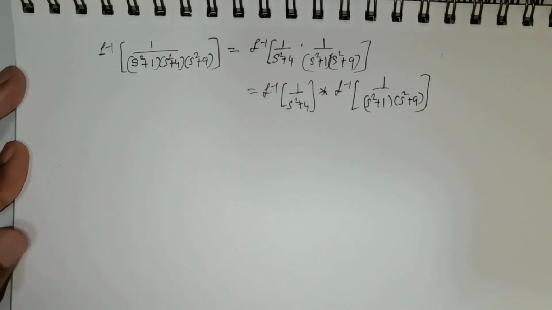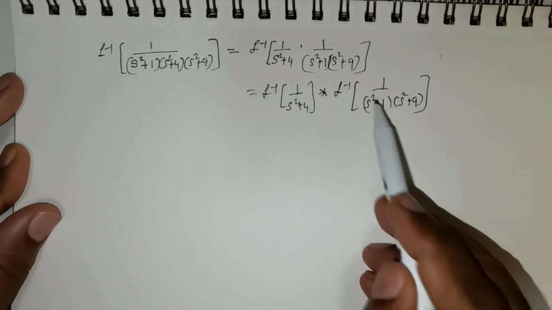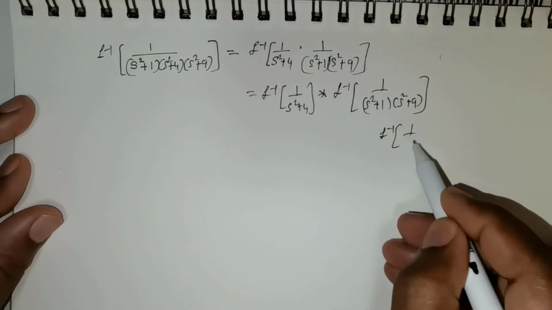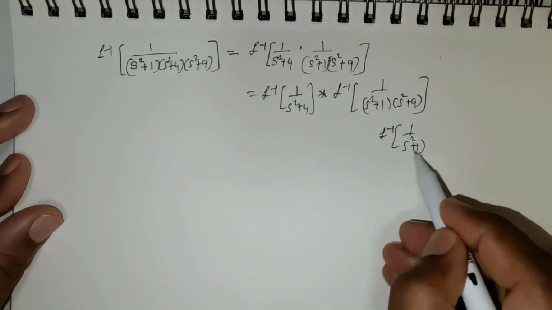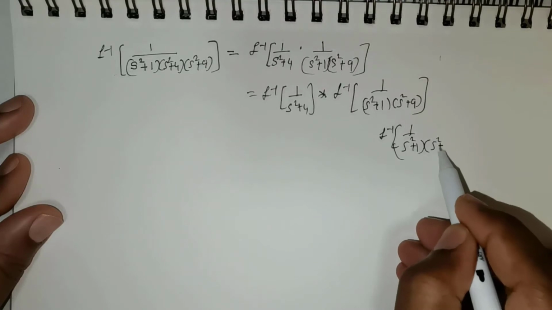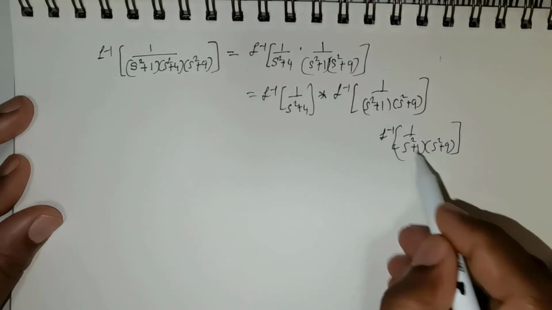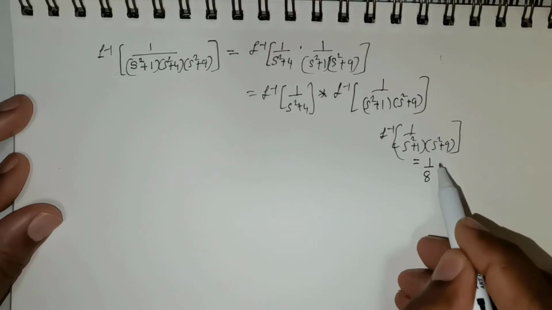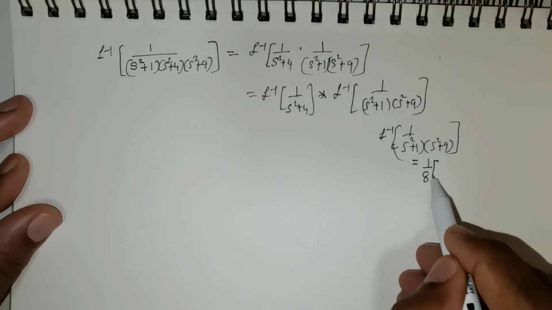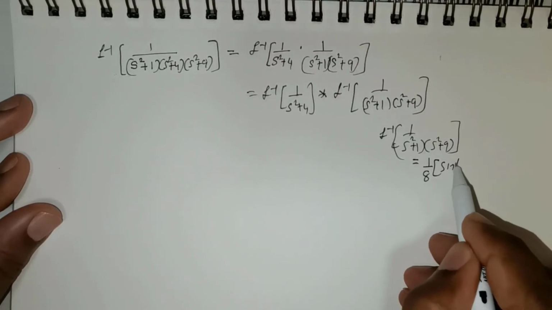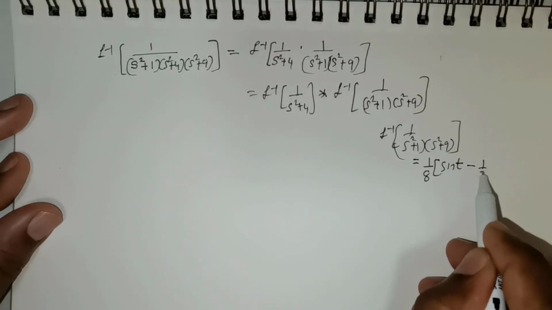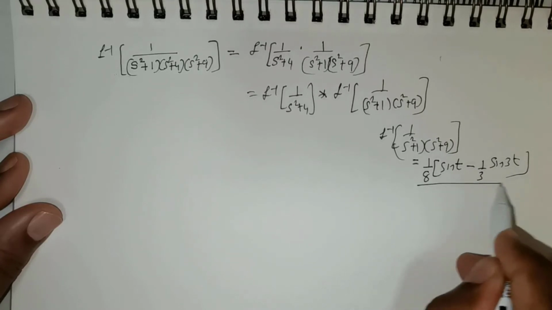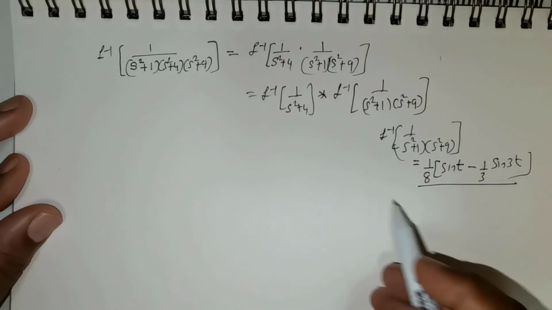Now just a few minutes ago we were able to achieve this. So what did we do? We achieved L inverse of 1 over s squared plus 1 times s squared plus 9. Of course we applied a convolution, and then we arrived at a solution for this as 1 over 8 times sine t, negative 1 over 3 times sine 3t. Okay, fair enough. So this is done.